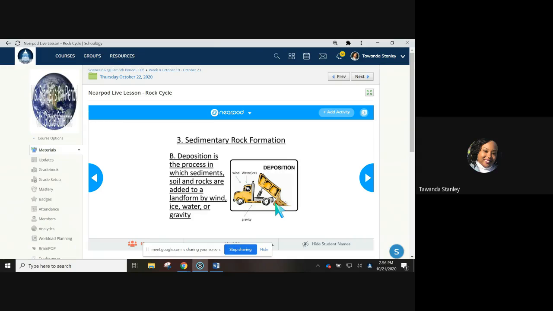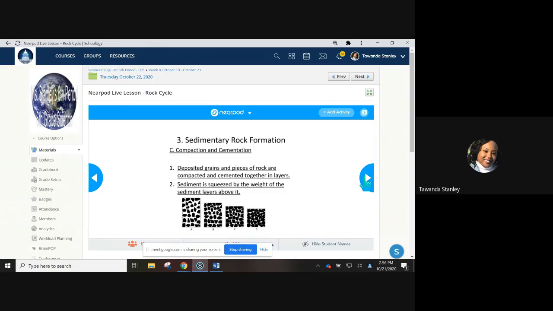That's how those rocks all get to a landform. And once they get to their landform, again, those rocks build up. Once the rocks build up, they go to the third and final stage of a sedimentary rock, which is compaction and cementation. And this is where deposited grains and pieces of rocks are compacted and cemented together in layers. Sediment is squeezed by the weight of the sediment layers above it. So again, compaction, just trying to make it simpler, is the rocks being squeezed together. Cementation is the hardening of the rocks.